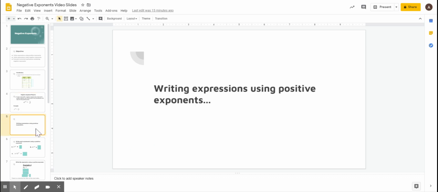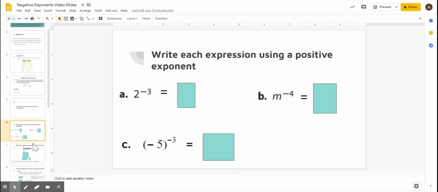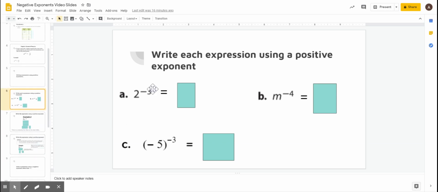In the next few examples, we're going to write expressions using positive exponents. So here we have 2 to the negative 3. We're going to send this down to the denominator and make it have a positive power. So it'll be 1 over 2 cubed. In the next example, same thing. We're going to take this and send it to the bottom, and turn the power positive. So we have 1 over m to the 4th.